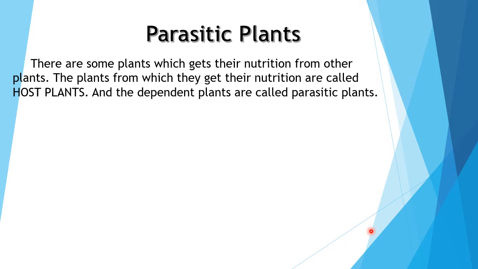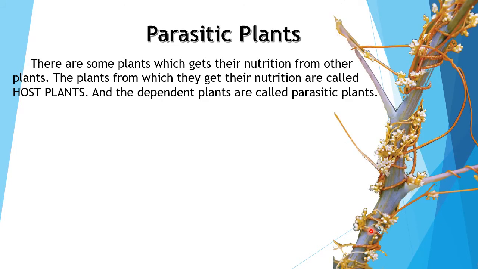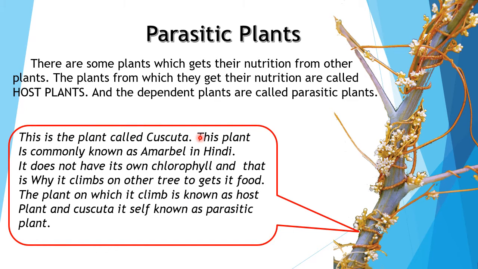For example, as I told you earlier, Cuscuta is a very common example. This plant you have already seen: there is a branch of a tree on which another branch is wrapped around. That means that other branch, this yellow colored branch, climbs upon this tree. That is why this plant is known as a parasitic plant, and this plant is known as the host plant. This is Cuscuta, commonly known as amarbel in Hindi.